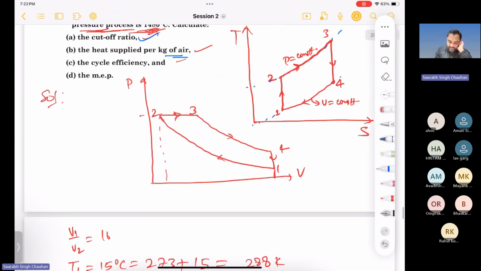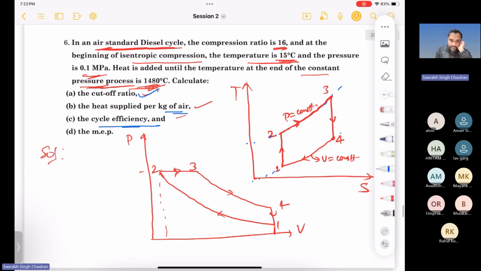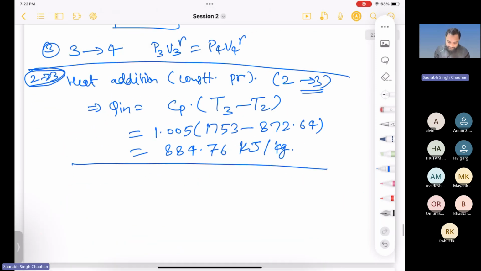What else do we have to find? We have to find the cycle efficiency, right? Yes, sir. So for cycle efficiency, what do we need? You can use the direct formula, sir, with compression ratio and cutoff ratio. Yes, from compression ratio and cutoff ratio.